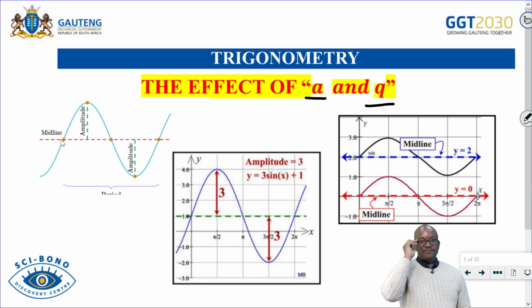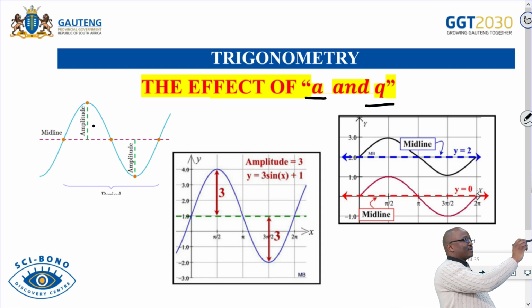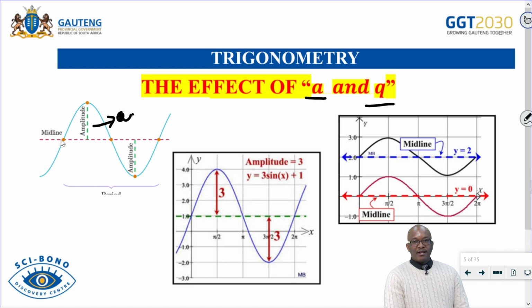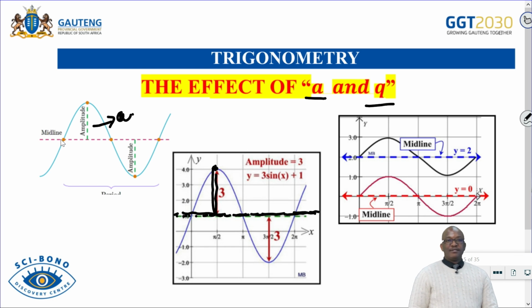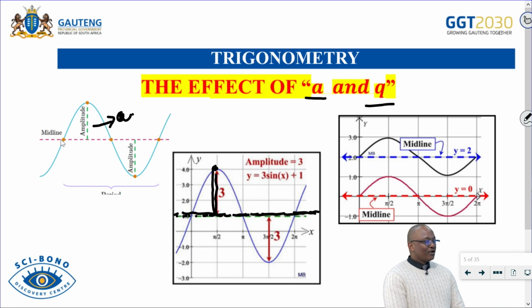Remember, I spoke about the effect of A. We said A affects the amplitude of the graph. And what is the amplitude? The amplitude is the distance from your midline to the turning point. That is the amplitude, which will be your value of A.